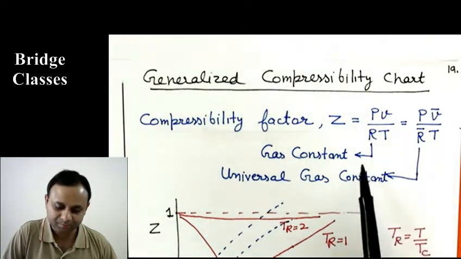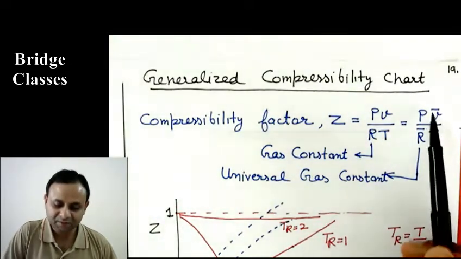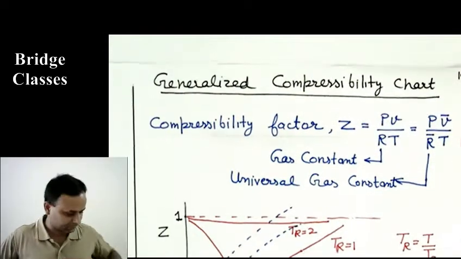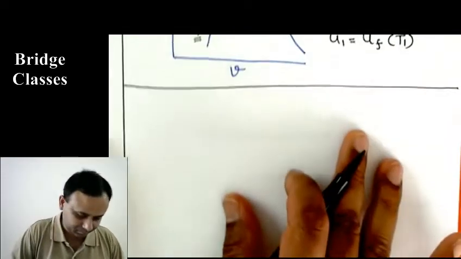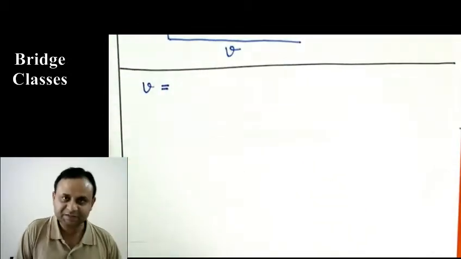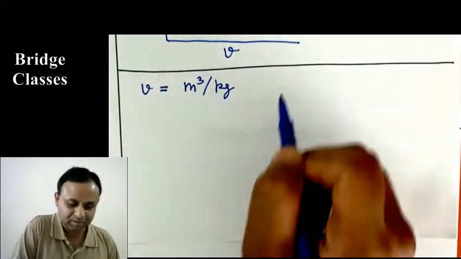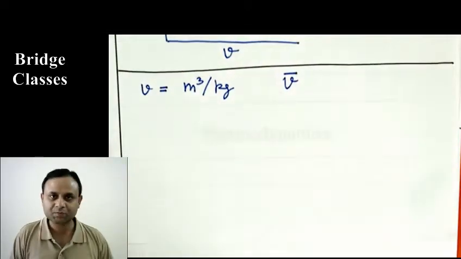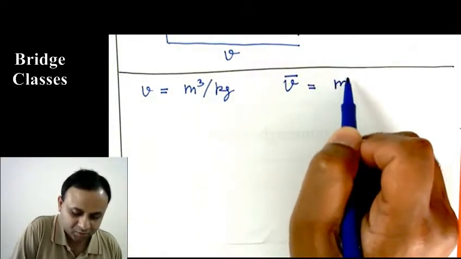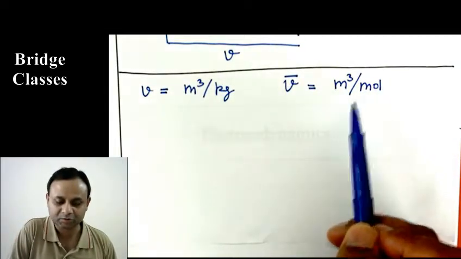Or this is also equal to P V bar over R bar T. So whenever I put a bar, it means it is per mole. Let me clarify that. See this V, this is specific volume. Its units are cubic meter per kilogram. This V bar is also specific volume, but instead of per kilogram, it is per mole. So its units are cubic meter per mole, or could be cubic meter per kilomole. So it is on a molar basis.